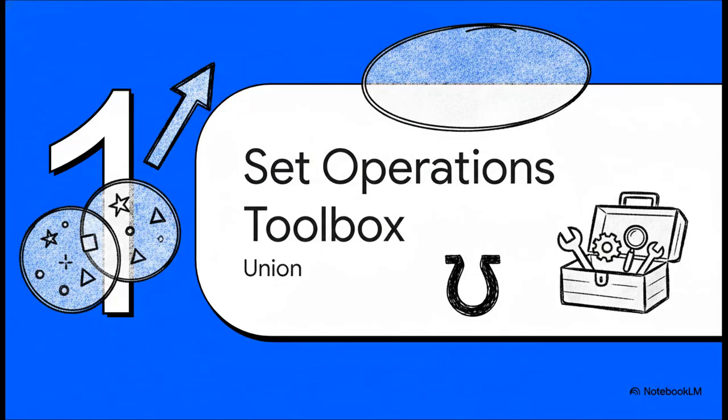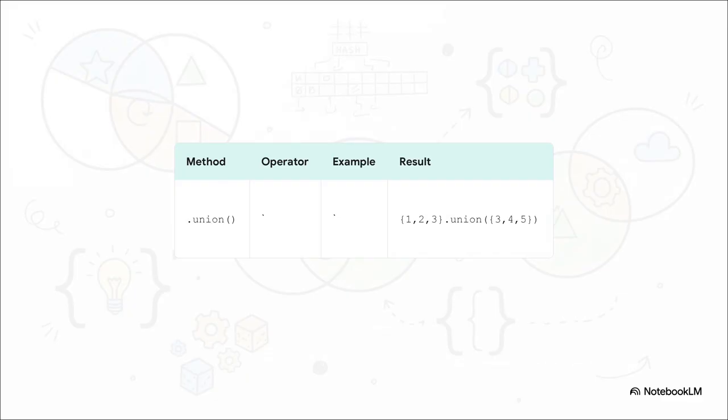But here's the thing, sets are so much more than just a tool for getting unique items. They come with this incredible toolbox of operations that let you compare and combine collections in really powerful ways. Let's open up that toolbox, and first up is union. A union is all about merging two sets together. You can either use the .union method, or my personal favorite, just this simple vertical bar, the pipe operator.